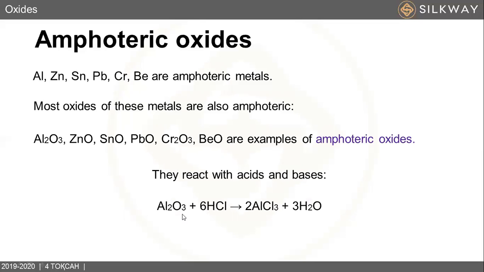Aluminium oxide reacts with hydrochloric acid and produces aluminium chloride and water, salt and water. When aluminium oxide reacts with a base, sodium hydroxide, it produces sodium aluminate and water.